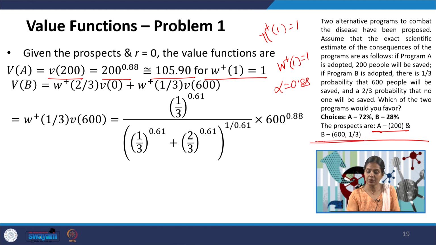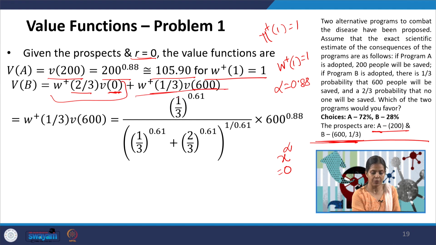If I consider prospect B, then in prospect B there is a 2/3 chance that nobody will be saved. So, V is equal to 0, and then there is a 1/3 chance that 600 people would be saved. Here the reference point is also 0. Since the reference is 0, we can always use the original KT framework, and x raised to the power alpha, x takes a value 0, and that is why we will not be having this component anywhere. We just focus on this component: w plus 1/3 V 600.